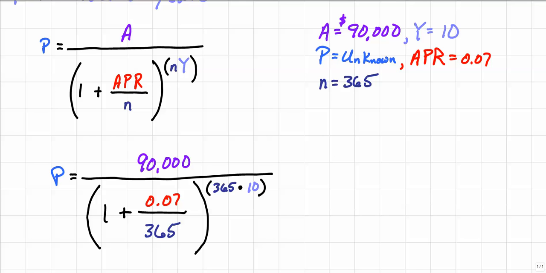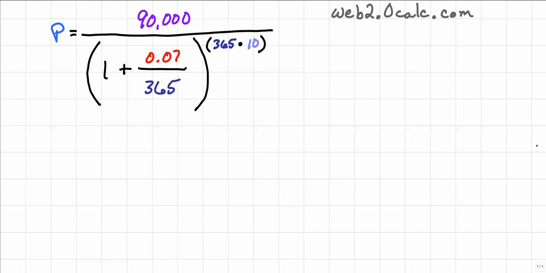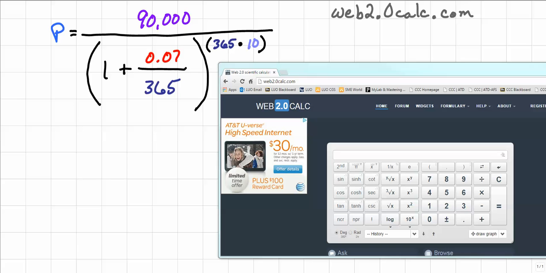And I recommend that you use the following calculator, and it is at the following URL: web 2.0calc.com. And this is a great online graphing calculator that will help you visualize exactly what we're putting into the formula and how it calculates. Unfortunately, this thing does come with ads, and so you'll just have to bear with them.